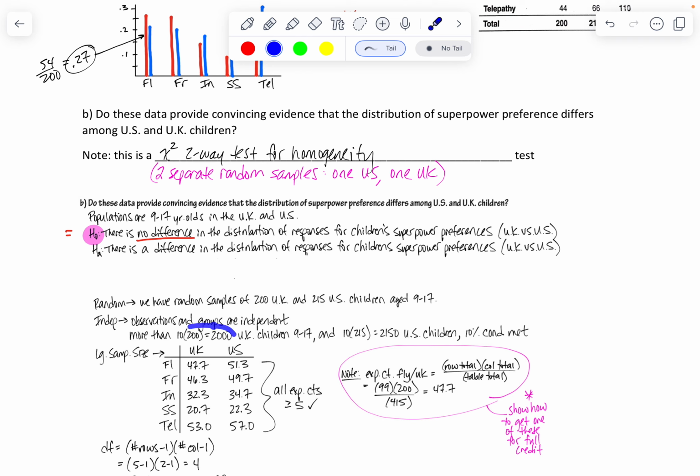And then I'm also checking the 10% condition for both. And that is very obvious. There's definitely more than 2,000 children in this age group in the United Kingdom. And there's also definitely more than this many children in the United States in that age group. Now let's talk about large sample size. Okay, so here, what I did is I set up my matrix.